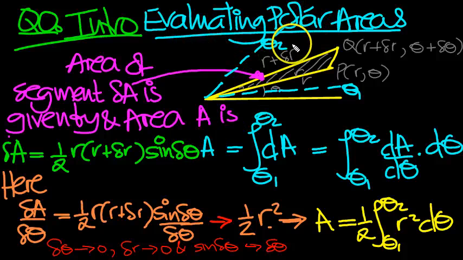Okay, let's have a look at evaluating polar areas then. We're going to look at the sum of these areas. We're going to get this formula here. I'll go through it quite briefly. Let's take a little segmented area here. Can you see that there?